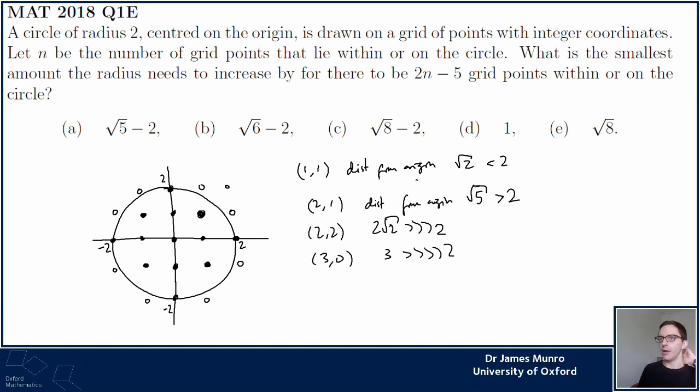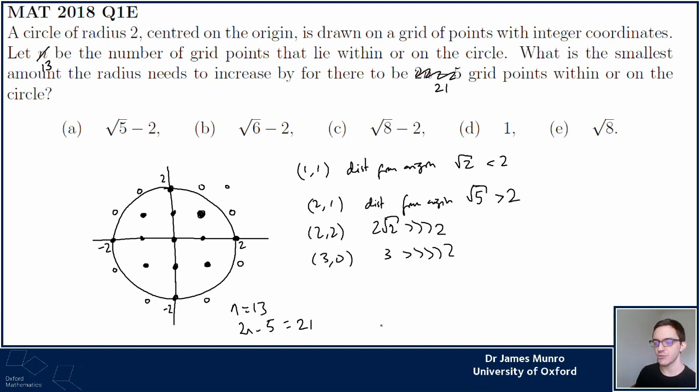Right, okay. What are we doing? So n is the number of grid points that lie within or on the circle. 1, 2, 3, 4, 5, 6, 7, 8, 9, 10, 11, 12, 13. Okay, n is 13. What is the smallest amount the radius needs to increase by for there to be... Oh, and then how many points are we asked for? We're asked for 2n minus 5. Okay, so 2n minus 5. I've got to work out 2n minus 5 is 26, minus 5 is 21. So we're asked for 21 grid points within or on the circle.